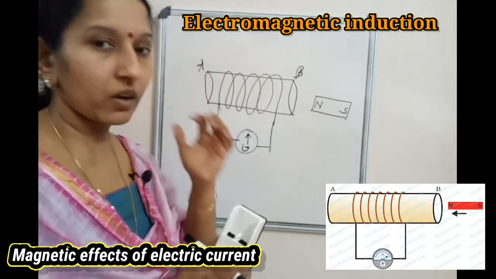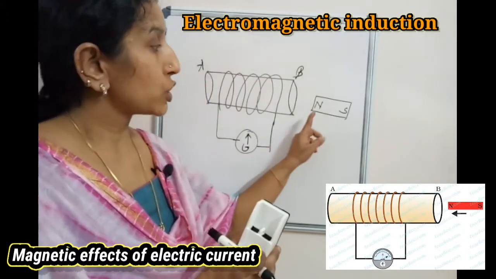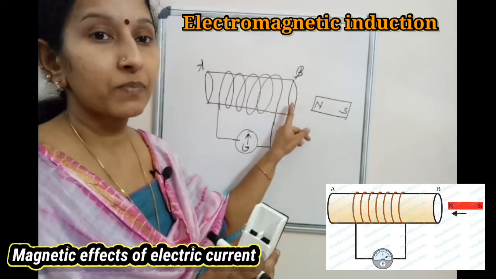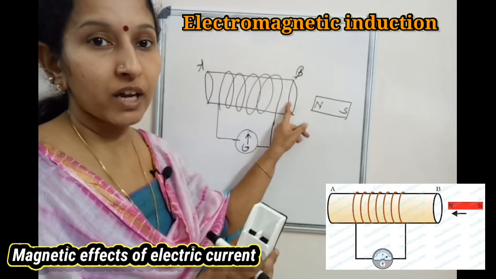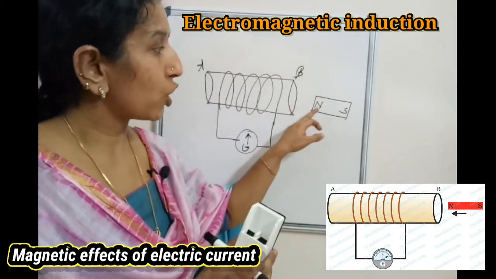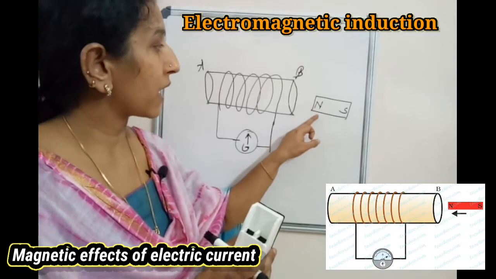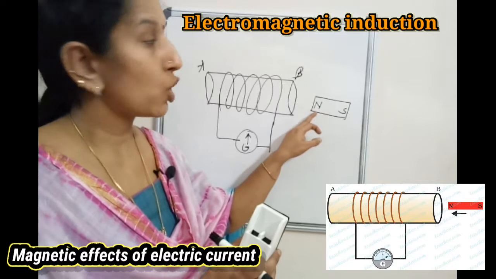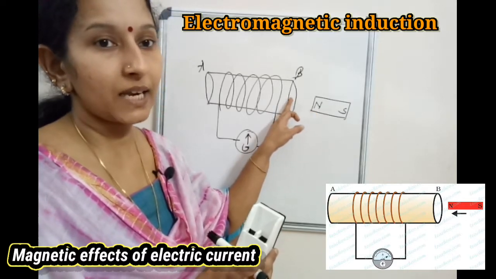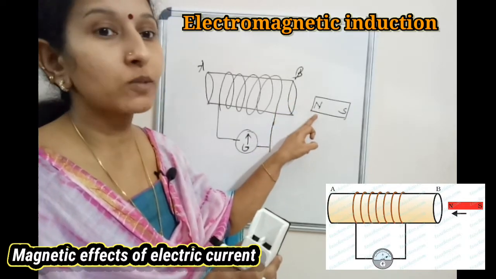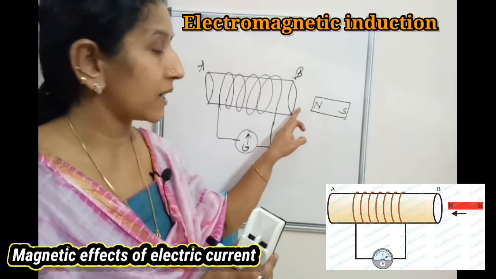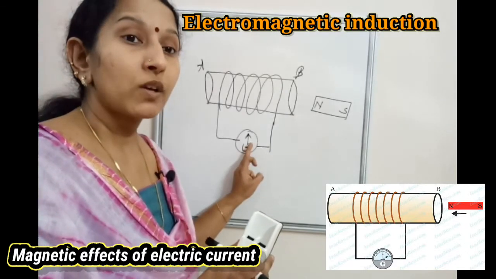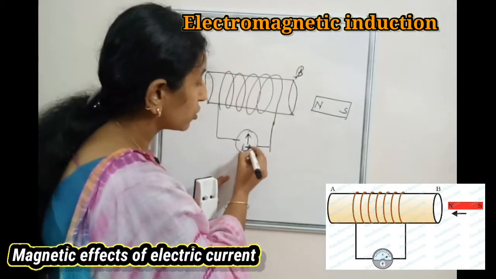Okay, and in the first step, show the north pole of the magnet towards the end B of the coil. On showing the north pole of the magnet towards the end B, you can see that the needle of the galvanometer deflected towards the right.